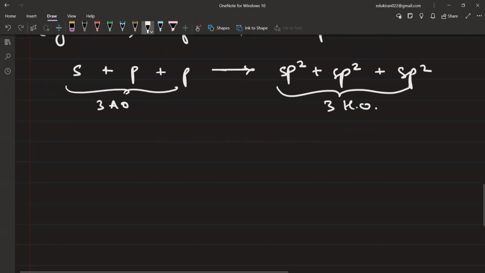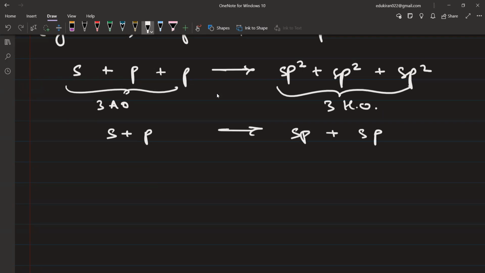So for example, you tell me, if you have one s and one p, then first of all tell me how many hybrid orbitals will be formed? 2. And what will be the name of that hybrid orbital? What will be the name? sp. Yes, just sp. Very good. And there will be another sp.